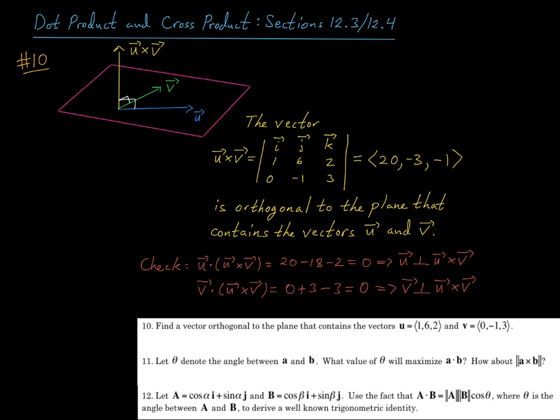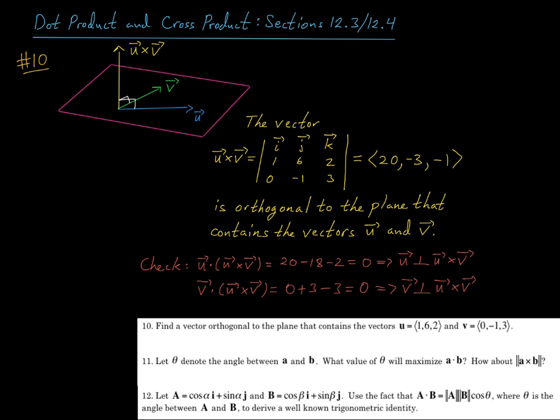And note that we can easily check that u cross v is orthogonal to both u and v by looking at these dot products of u and u cross v, and v and u cross v. So u dot u cross v, well, that's going to be 20 times 1 is 20, and then negative 3 times 6 is negative 18, and negative 1 times 2 is negative 2. Yep, we get a 0 dot product, so u and u cross v are orthogonal. And likewise, v dot u cross v, well, that's 20 times 0 is 0, negative 3 times negative 1 is positive 3, and negative 1 times positive 3 is negative 3. That comes out to be 0 as well, so v and u cross v are orthogonal.